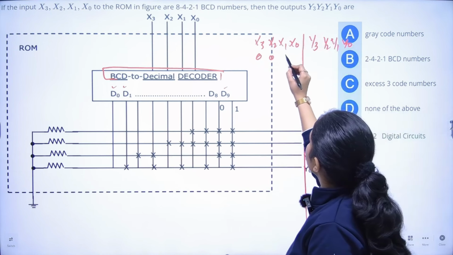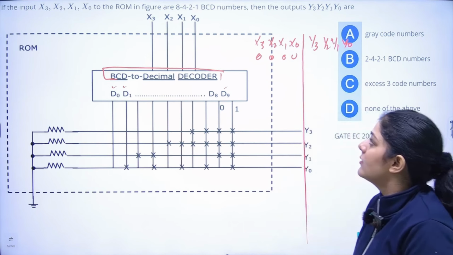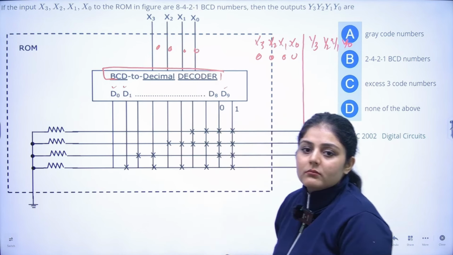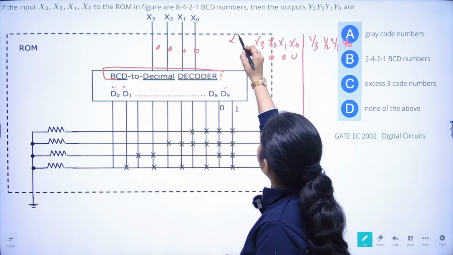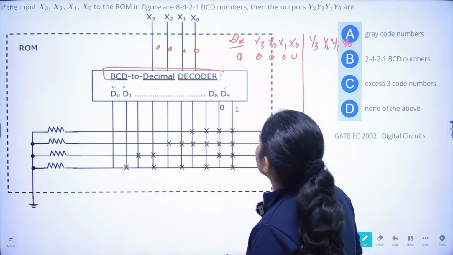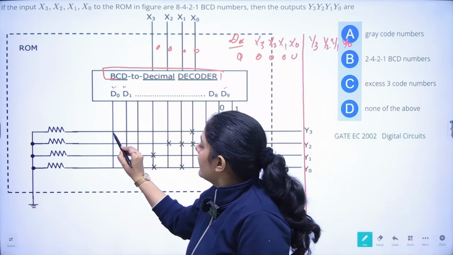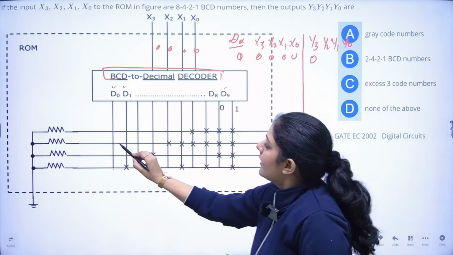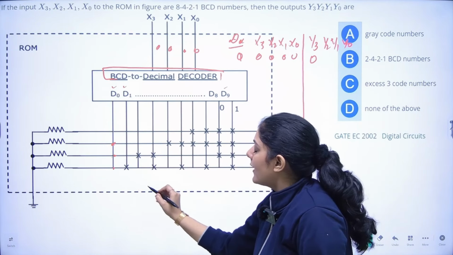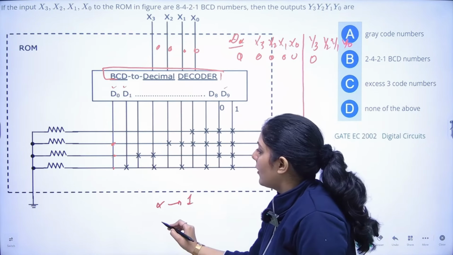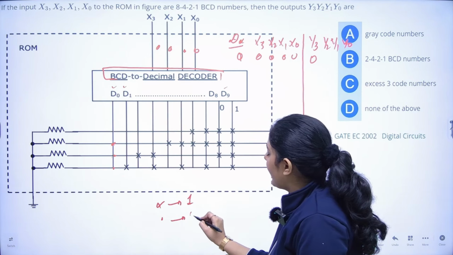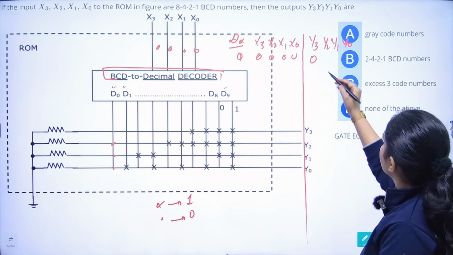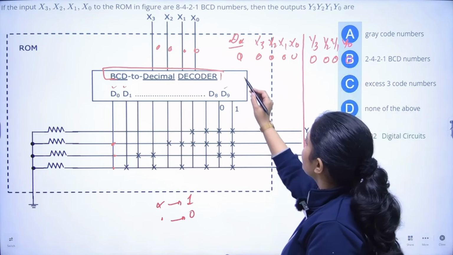So for 0, 0, 0, 0, if the values of x3, x2, x1, x0 are 0, 0, 0, 0, this is decimal 0 only. I am writing the decimal value here. For decimal 0, the value of y3 is 0 and y2 is 0. Where there is a cross, that value is 1. Where there is no cross dot, that value is 0. So it will again be 0, 0, 0, 0.